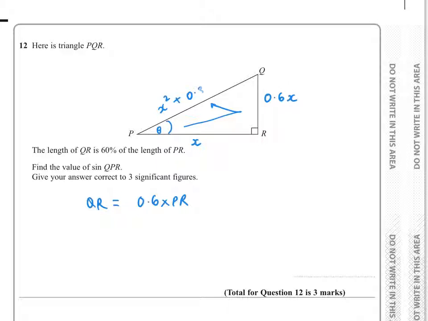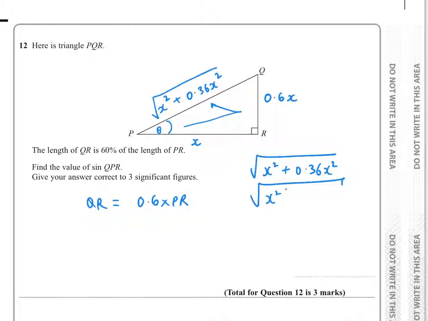So that's going to be 0.36x squared, and you can just check that on your calculator. So 0.6 squared is 0.36, and then we're going to have to square root that at the end. So what we've got here is, and this is where you might get a bit confused, so let's just write this out slowly. If I've got x squared plus 0.36x squared, then what I really have is 1 plus 0.36, which is 1.36x squared.